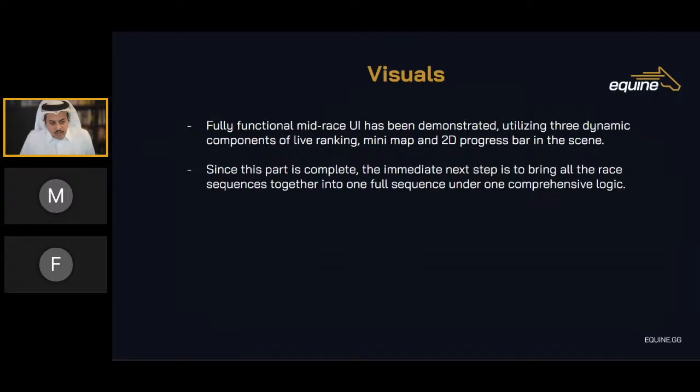But what that has is basically it shows three different dynamic components within the race. One is a mini map, which shows the shape of the map and where the first horse is in that progress. One is the live ranking, and one is the 2D progress bar, which shows start to finish and dots that indicate where each horse is, whether it's on the outside, inside, and whether it's forward or back.